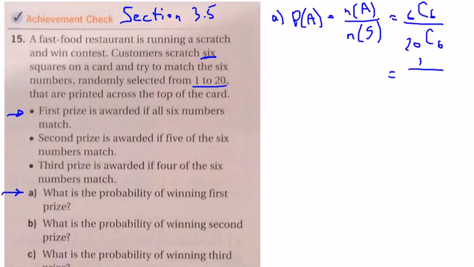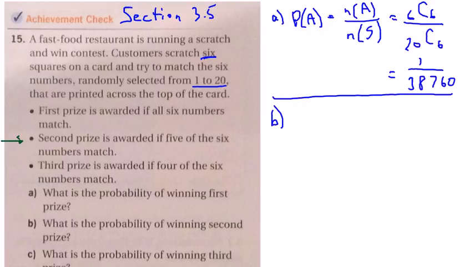Let me check my calculator. So it's 38,760. And that's pretty much part A. Part B, on the other hand, is asking us about second prize, which is awarded if 5 of the 6 numbers match.